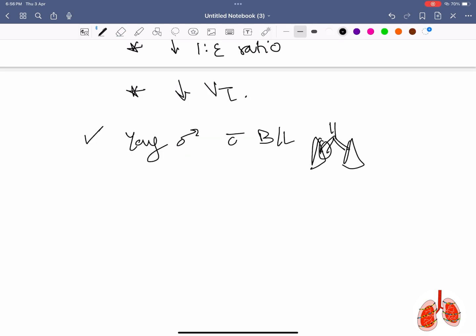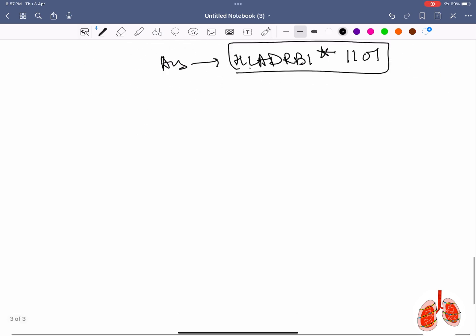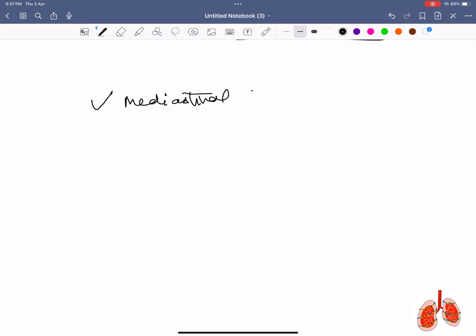Young male presenting with bilateral hilar lymphadenopathy, fever, and fatigue. So the question was, which haplotype are you relating with the disease? So the disease is sarcoidosis. Haplotype will be HLA-DRB1 1101. Which mediastinal lymph node station is not accessible by EBUS? Answer is station 5.